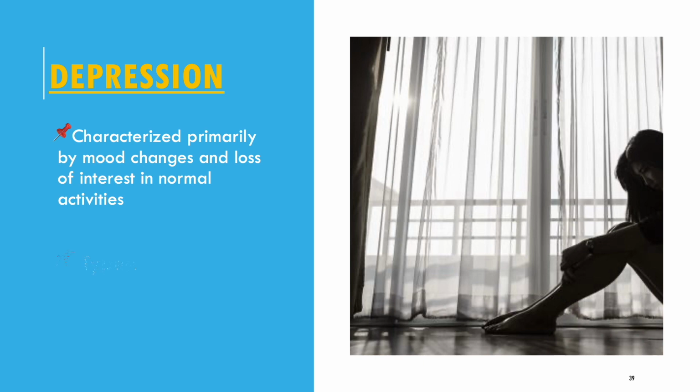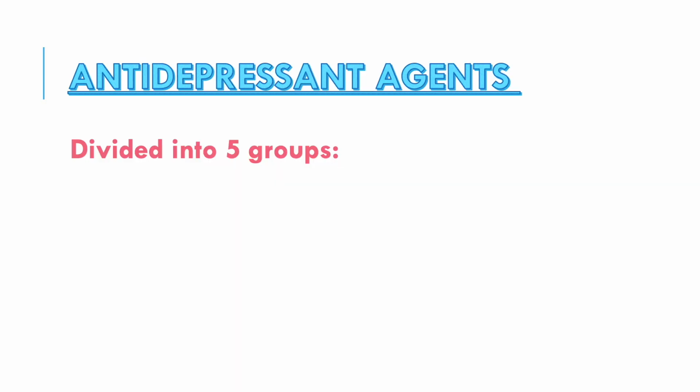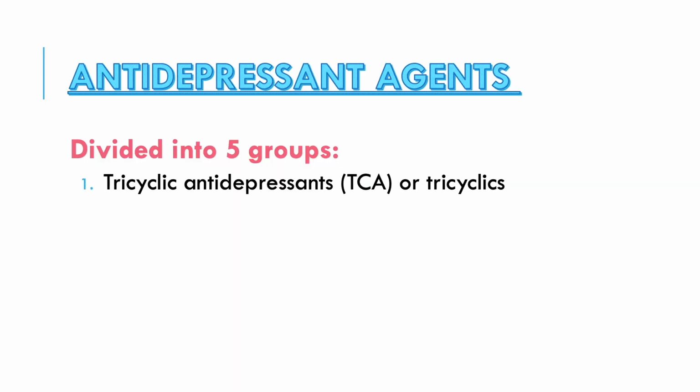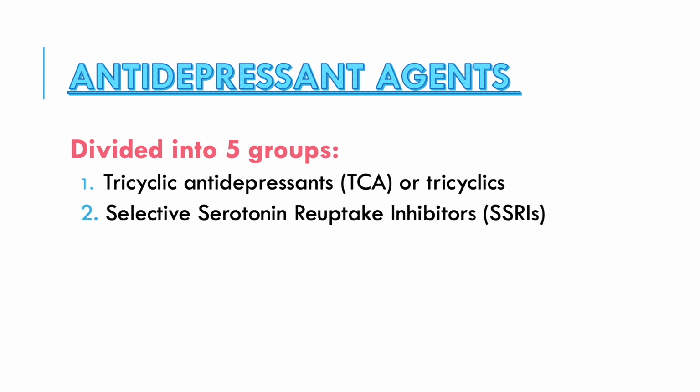The types of depression are reactive, major depression, and bipolar disorder. Antidepressants are divided into five groups. The first is the tricyclic antidepressants, or TCAs, also called tricyclics. Second is the selective serotonin reuptake inhibitors, or SSRIs.